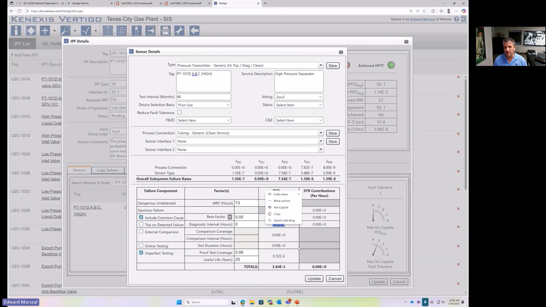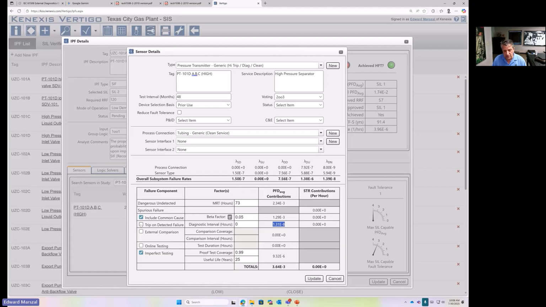Now, they may result in an unavailability, as they do here, because I did not check trip on detected failure. That means when a failure of this pressure transmitter occurs, I'm going to get an alarm saying that the device is in the failed state, but I'm not going to shut down the plant. I'm going to send somebody out to the field to go fix it while the plant is online and running. While I'm doing that, I'm supposed to have compensating measures that replace the safety instrumented function. But for the time period between when the failure occurs and when it's repaired, this component is unavailable, therefore the safety instrumented function is unavailable. That's why you see a PFD.